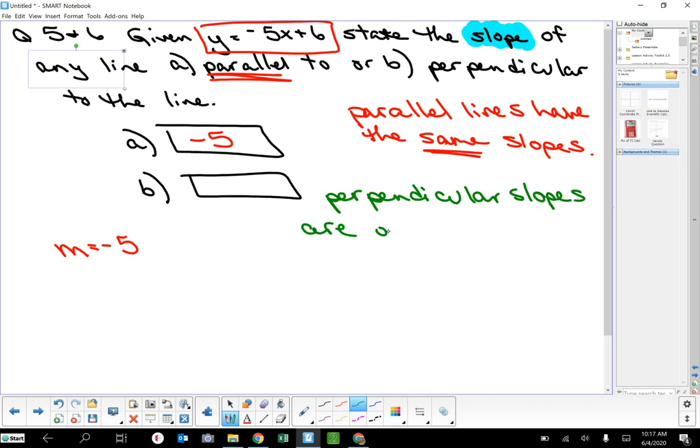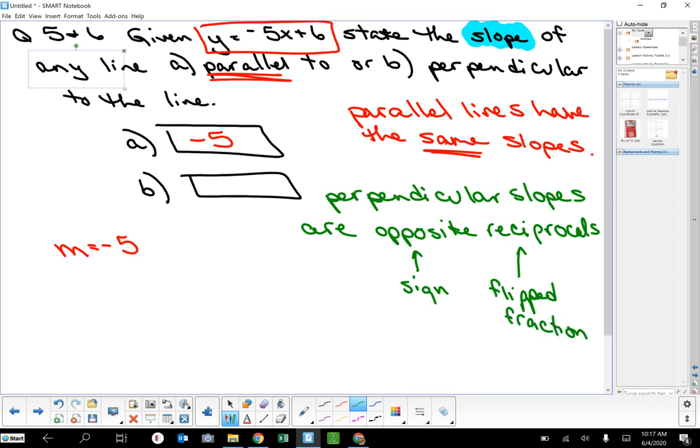are opposite reciprocals. Again, we covered this before. Opposite means sign. Reciprocal is the flipped over fraction. And so if the parallel slope is -5, this is -5/1. You're going to flip it and change the sign. The perpendicular slope would equal a +1/5, right? Flip this over and change the sign. That's all you have to do for those.